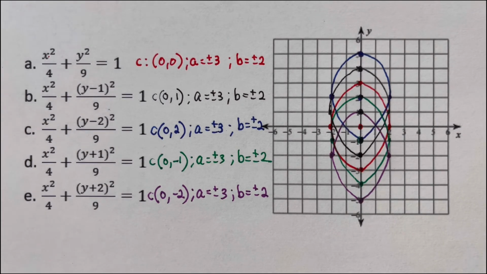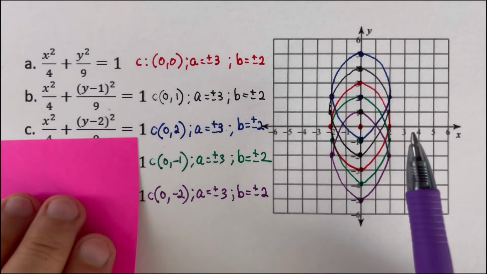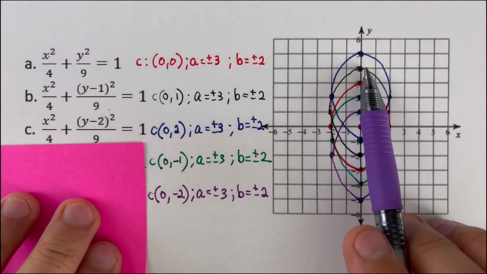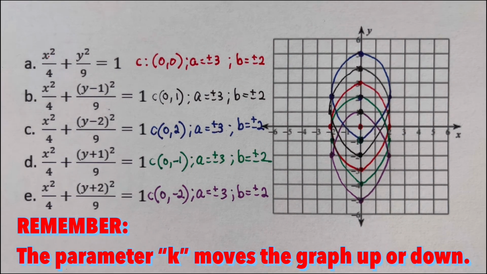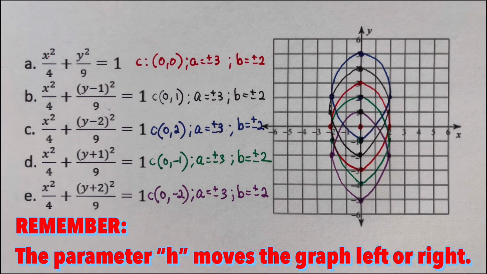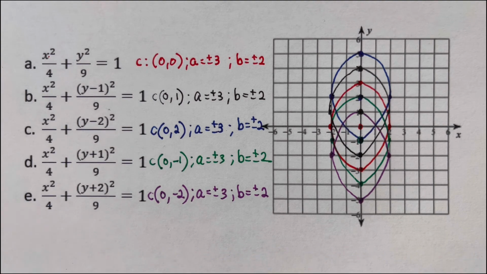Okay, if you notice, the ellipse now is moving up for the first two equations from the point of origin, and it's moving down for the next two equations right here from the point of origin. We can therefore say that the effect of the parameter K on the graph of an ellipse is that it moves the ellipse up or down. So to wrap it up, the parameter H moves the graph left or right, while the parameter K moves the graph up or down. Now let's look at the Desmos version on the effects of the parameters H and K on the graph of an ellipse.